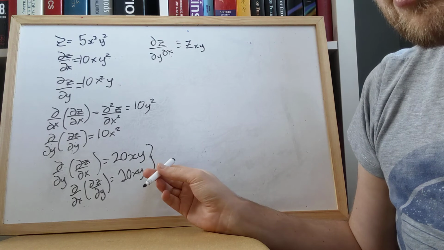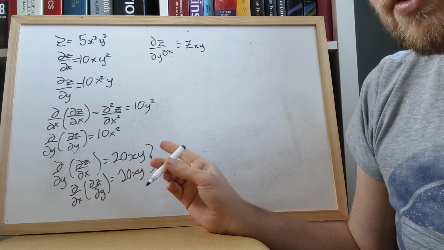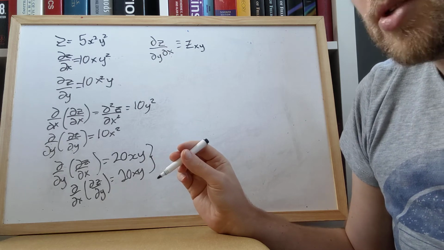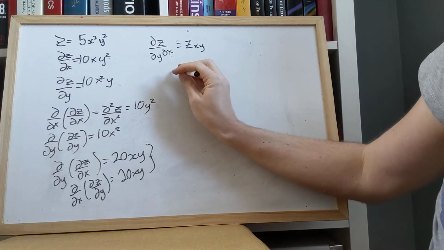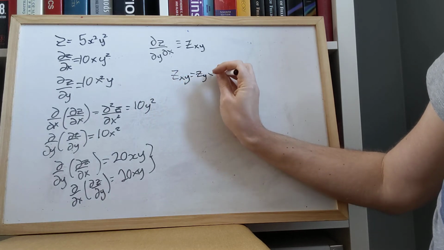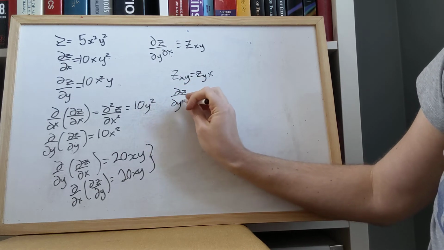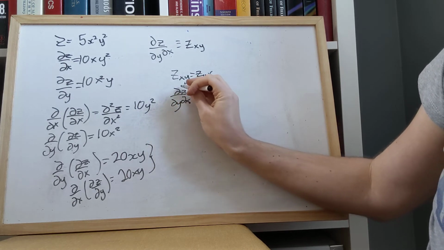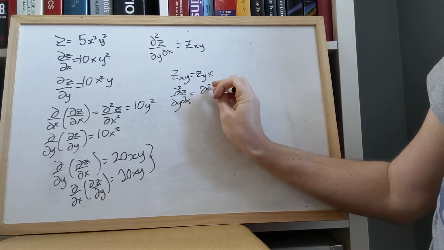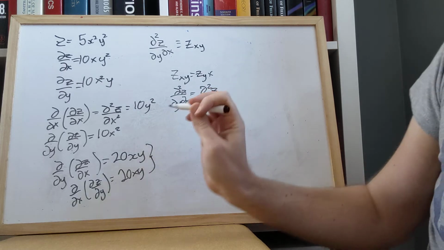Now we find that this is always true. The second derivatives, the order of those derivatives doesn't matter. Okay, so generally we can write down that zxy equals zyx. Okay, or d2z by dy dx, sorry, I should have a 2 in there as well, is equal to d2z by dx dy.